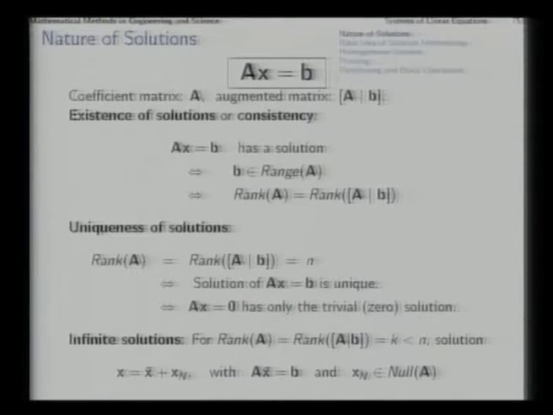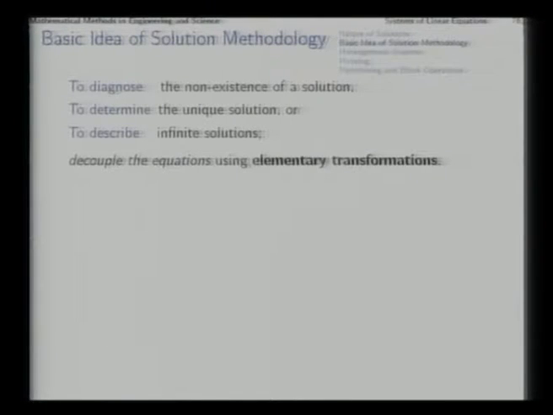So, the basic idea for solving the system involves three small pieces of work. First, we have to diagnose the non-existence of a solution. If a solution exists and it is unique, then we have the problem of determining that unique solution. That is an easy job. Comparatively difficult will be the third piece of work, which is if the system has infinite solutions.